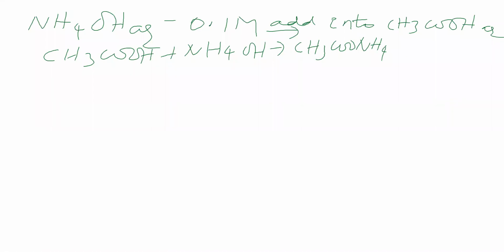Now, how much acetic acid have you taken initially? You have taken 0.1 mole of acetic acid. You are adding some moles of ammonium hydroxide. Therefore, ammonium acetate is produced. Ammonium acetate is a salt.